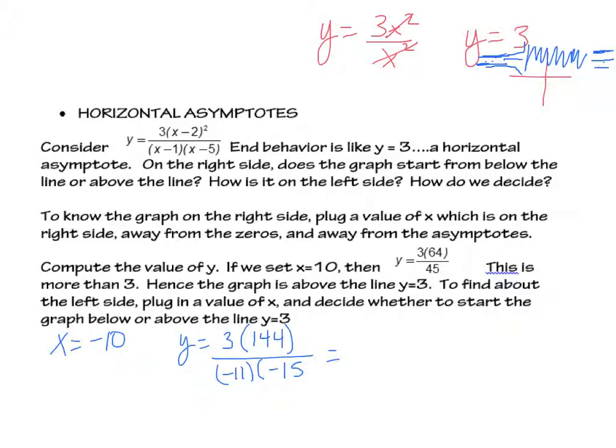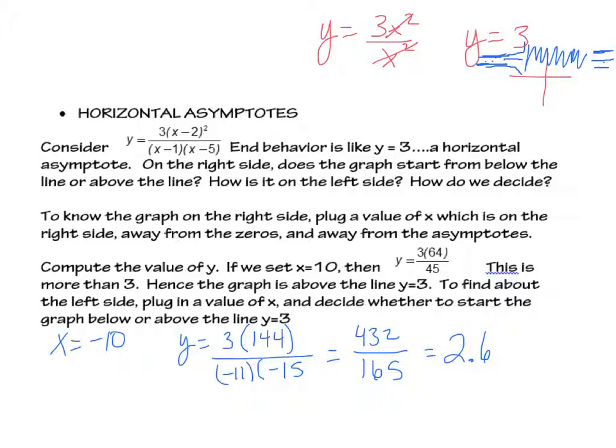I've got 3 times 144. That's 432. And I'm going to take my negative 11 times my negative 15. I'm really just doing 11 times 15 because I know a negative times a negative is a positive. And 432 divided by 165 gets me 2.6. Okay, that's below 3. So that means on the left side, I'm going to be underneath that horizontal asymptote because it's a value less than 3. Okay, so there's a little bit more work involved.